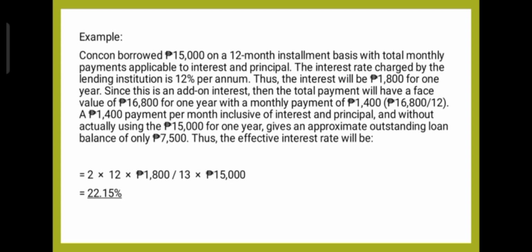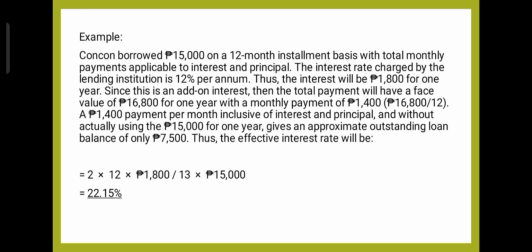Thus, the face value of the note is 16,800 pesos for the 1 year. Since this is an add-on interest, the interest will be 1,800 pesos, received on the investment. So, the total payment will have a face value of 16,800 pesos for 1 year, with a monthly payment of 1,400 pesos, which is 16,800 over 12.